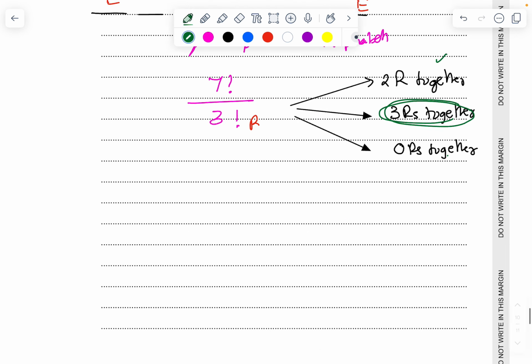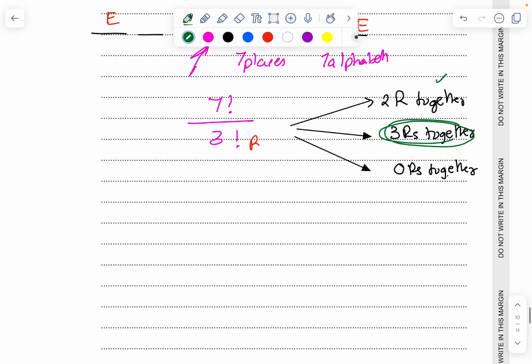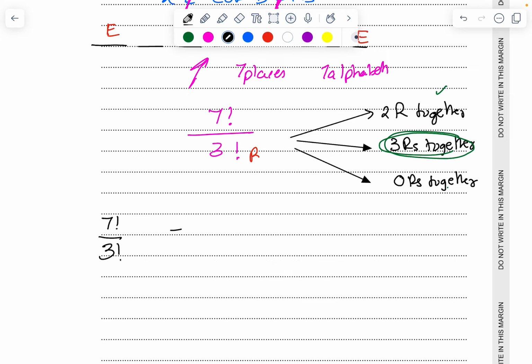So how can I do that now? This one was 7 factorial divided by 3 factorial, minus the case where the 3 R's are together.